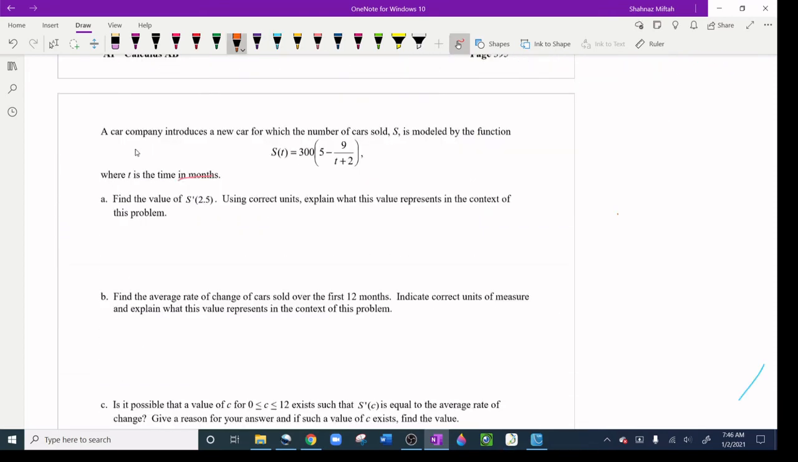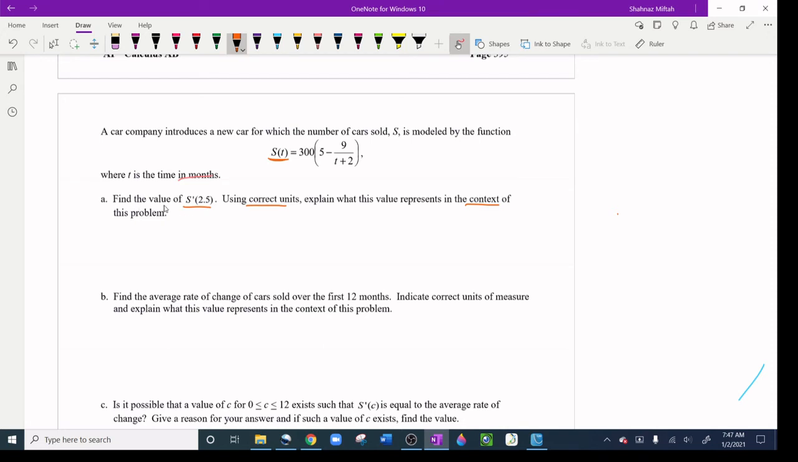For this question, a car company introduces a new car for which the number of cars sold, S, is modeled by the function. S(t) is the number of cars sold, where t is the time in months. Find the value of S prime of 2.5. Using correct units, explain what this value represents in the context of the problem. There are three things we have to pay attention to here: correct units, and S prime of 2.5. So they said find the value of S prime of 2.5.